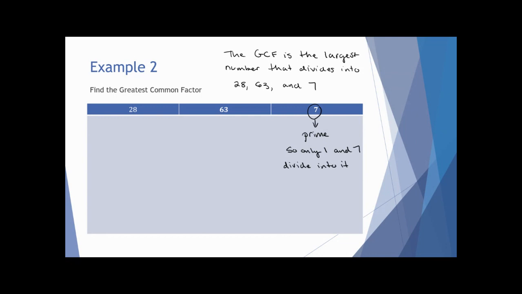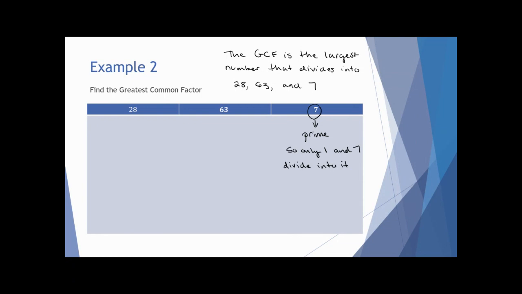So I ask myself, okay, so that means if I'm looking for a greatest common factor between all 3 of these, my only choices are 1 and 7 to go into 28 and 63. That's the only possible choices because there's only 2 choices that I can divide into 7. So we want the largest one, so you're going to ask, does 7 go into 28 and does 7 go into 63?